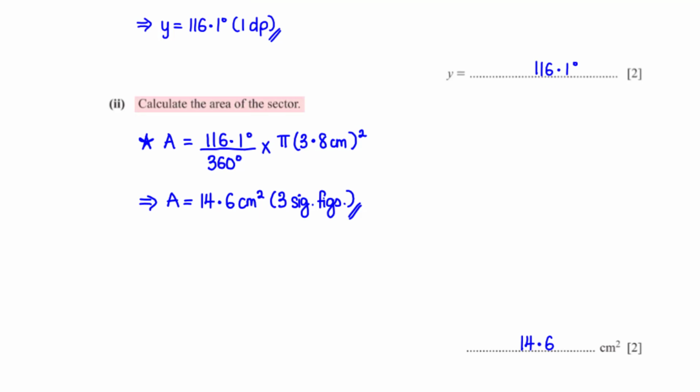Calculate the area of the sector. The area of a sector formula is sector area equals theta over 360 degrees times pi r squared. We found theta to be 116.1 degrees and we know the radius is 3.8 centimeters. When we type this into the calculator, we get 14.6 centimeters squared, rounded to 3 significant figures.